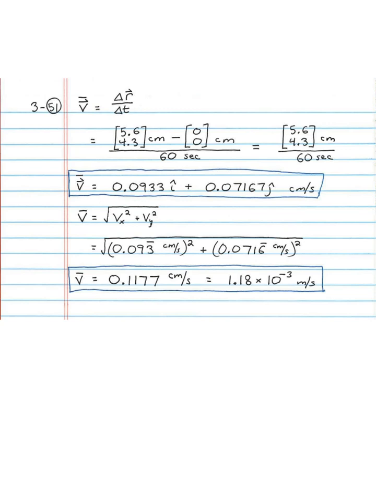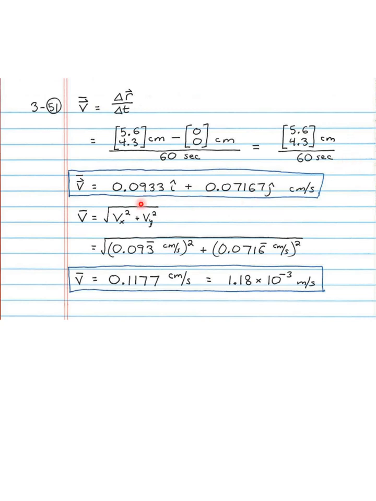Number 51, a snail crawling on a sheet of graph paper goes from the origin to the point 5.6 centimeters and 4.3 centimeters in 1 minute. Find its average velocity and average speed. Well, average velocity is, you can see the formula up above, it's the displacement vector divided by the time. So displacement vector is final position minus initial position. So it ends up at 5.6 and 4.3 centimeters. It started at the origin 0, 0. So in the numerator, when we subtract that, we find the displacement vector. It's 5.6 and 4.3 centimeters. Divide by 60 seconds.